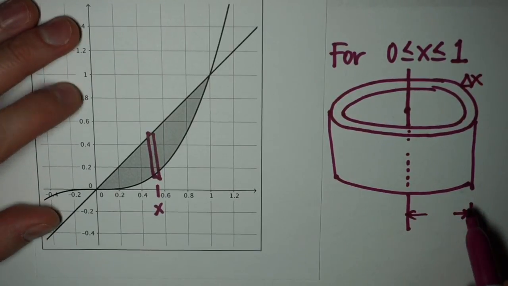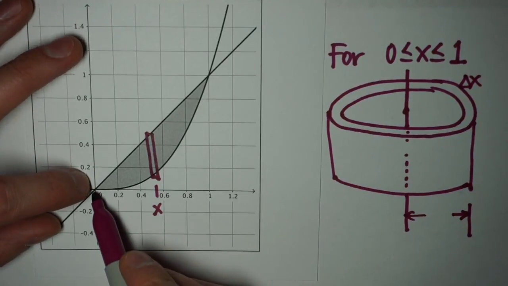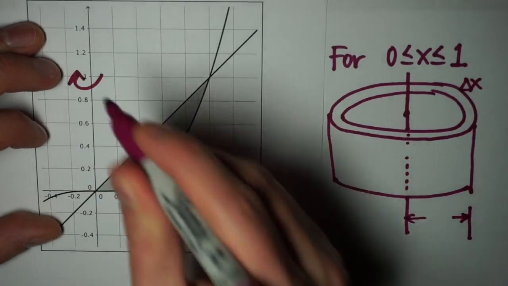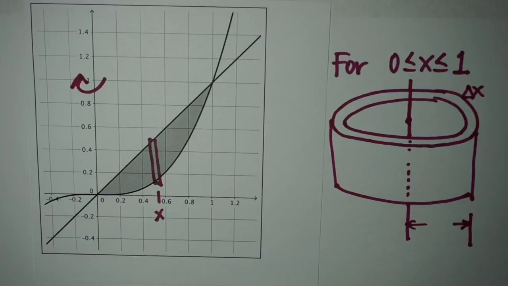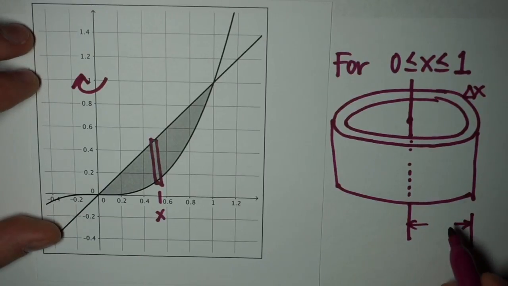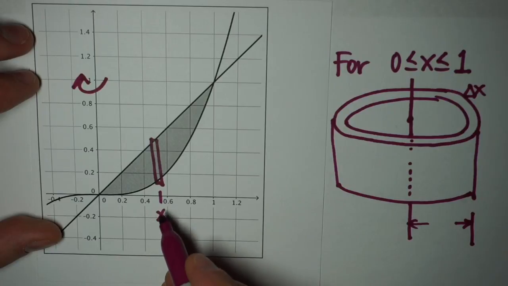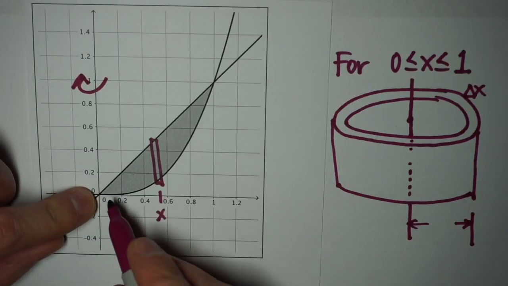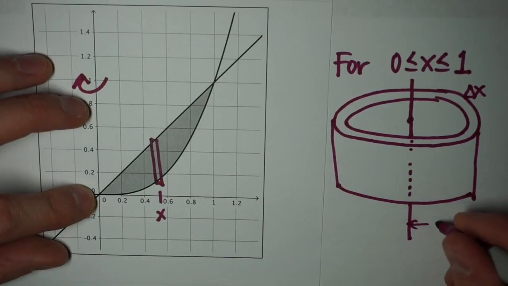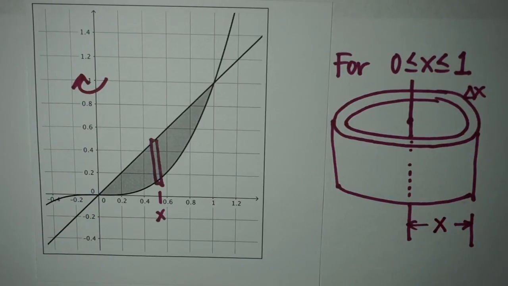So first thing, I need the radius. And the radius is just the distance from the axis to where the value actually is. So the axis of rotation being the y-axis means this radius is nothing more than x, the distance from the y-axis to the value of x. So I get a radius of x.